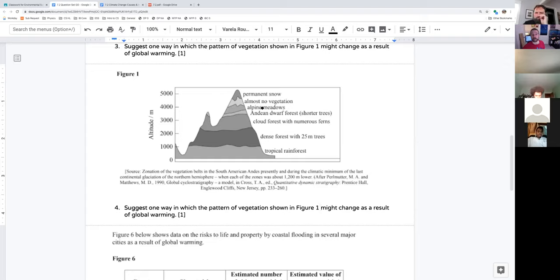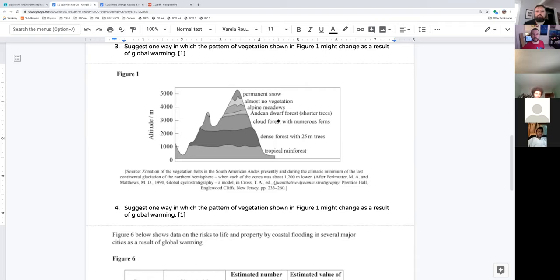You would find coniferous plants that do not lose their leaves. So alpine meadows, it's going to be a lot of very, very short, stubby plants that are really well suited to very cold areas, all right, and are able to survive all year round. You also get a lot of conifers, trees like pine trees, okay? Then you see Andean dwarf forest, and it tells you what that is. It tells you that you see shorter trees there, right? And then we see down below a cloud forest with numerous ferns. So what that means is that's a forest with taller trees, all right, with ferns down below near the ground.